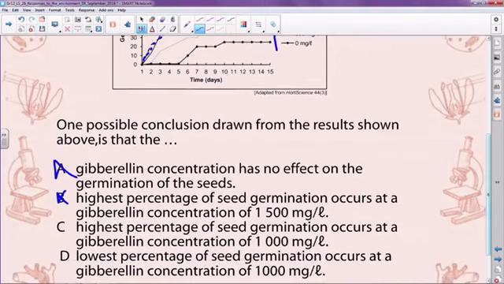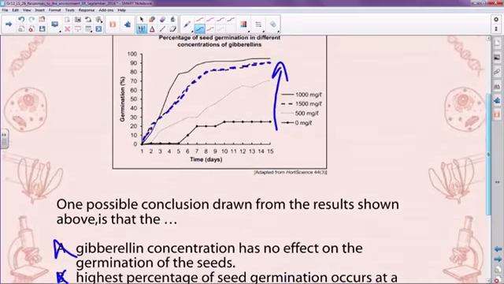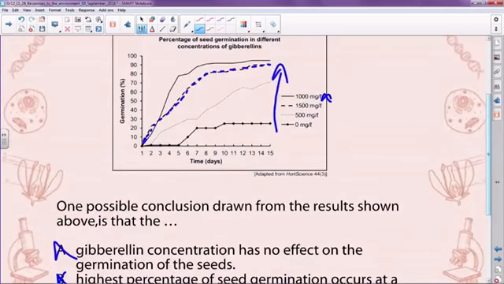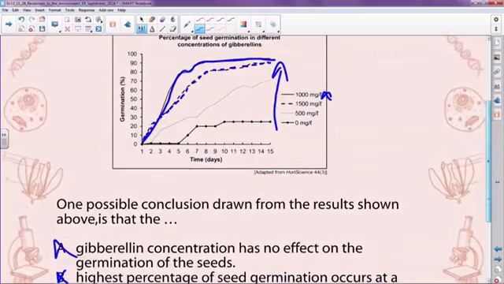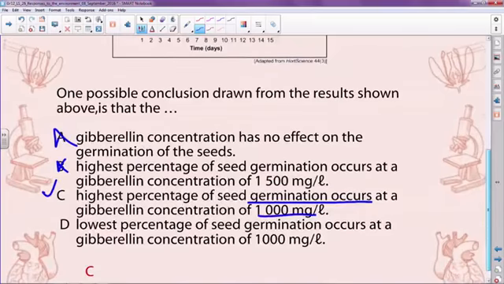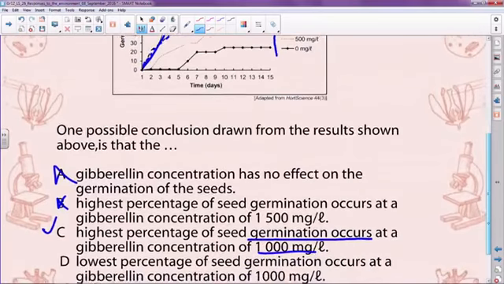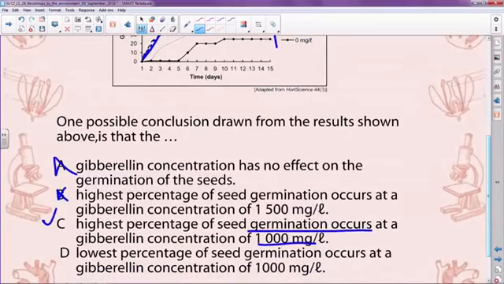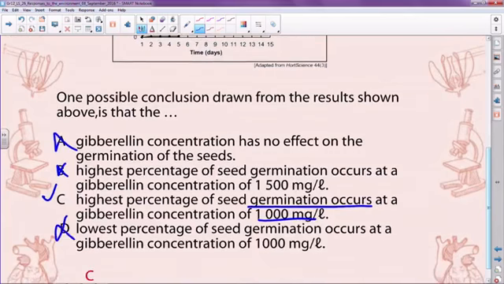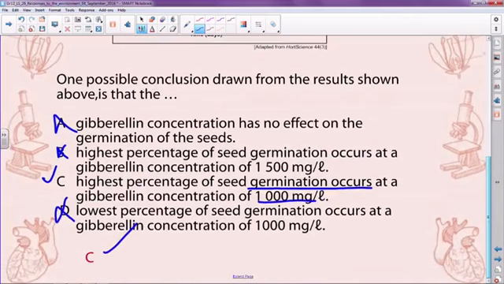Okay. So it's definitely not that one. If we look at number C, the highest percentage of seed germination occurs at the concentration of 1,000 milligrams. Let's see, 1,000 milligrams is a straight line, so that's definitely right. So it's definitely that one so far. And yes, you can see the answers there. The last one, the lowest percentage of seed germination occurs at 1,000 milligrams. It's not. We've just proven it's the highest. So, of course, it's going to be C, and C's your answer. I'm sure you all got that.